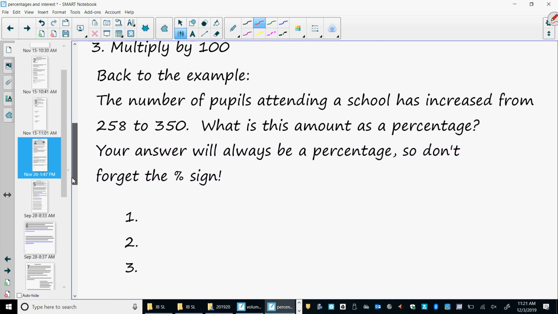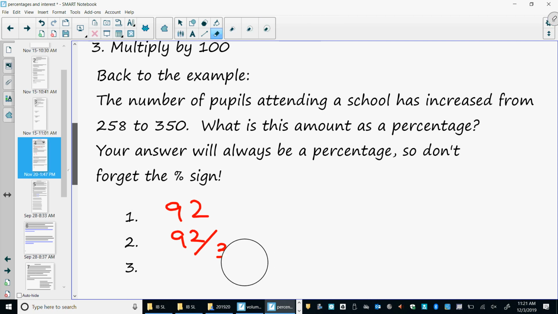Oh, here, this is where we're supposed to be writing it. I apologize. So what was the number? So this was 92. Yeah. And so we've got 92 divided by, sorry, what was the original amount? 350. Sure? That's the original amount. Okay, what does original mean? The first one. So it's what it started at. So it's going to be divided by 258.